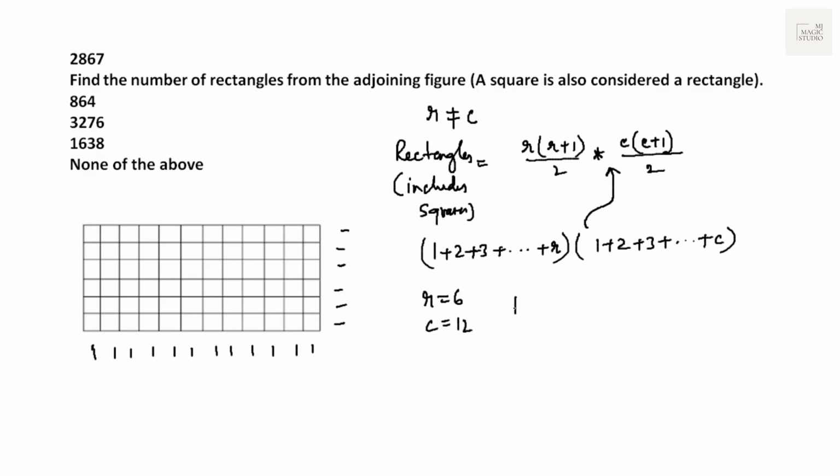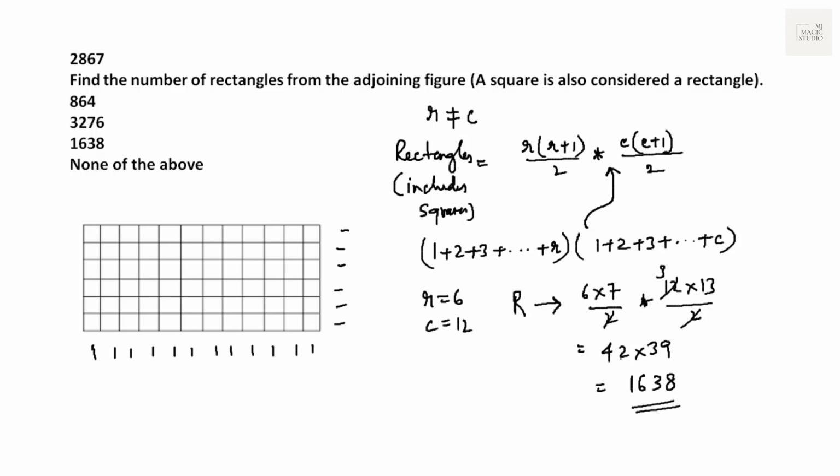Columns are 12. The number of rectangles, which also includes squares, would be 6 into 7 by 2 into 12 into 13 by 2. So this is 21 into 78, which gives 1638 rectangles. The answer is in option C, which also includes the number of squares.